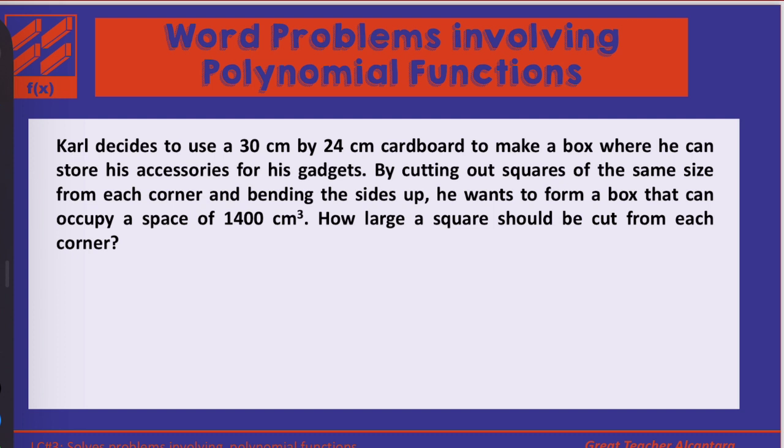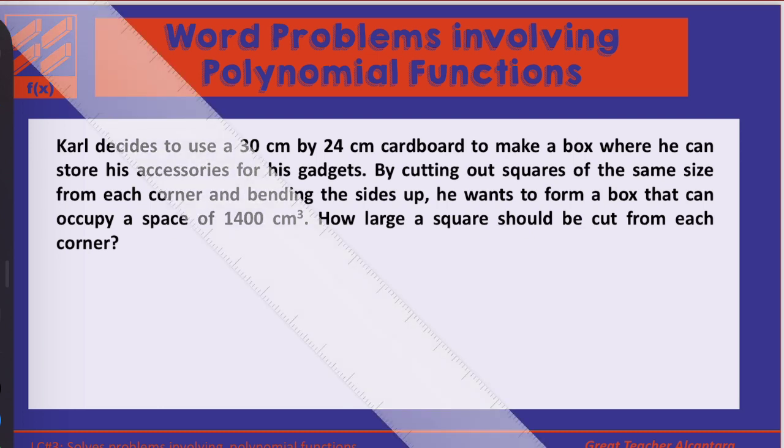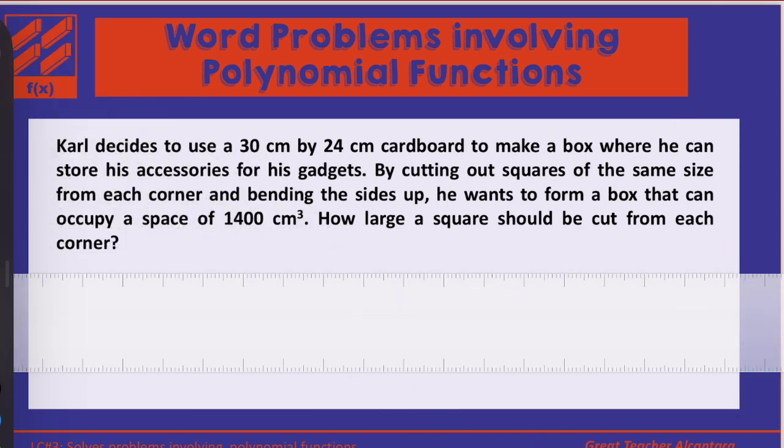By cutting out squares of the same size from each corner and bending the sides up, he wants to form a box that can occupy a space of 1,400 cubic centimeters. How large a square should be cut from each corner? So for this to be better understood, we would need to draw a rectangle.